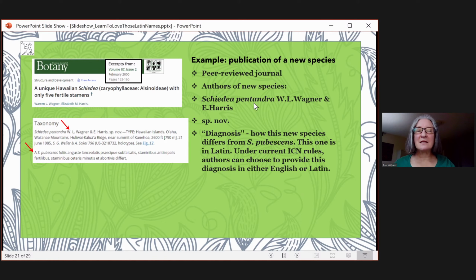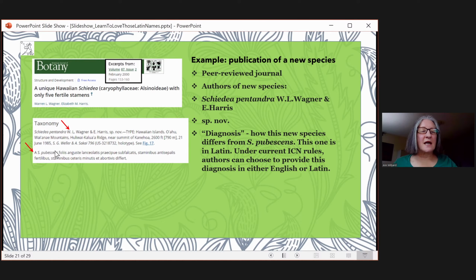I'll give you just a second to think about that. What do you think pentandra means? Five fertile stamens, and the others in the whole genus have 10, always 10. They use the abbreviation sp. nov., and that means species novum, which means it's a new species, and you'll only see that abbreviation in the paper that's publishing the species.